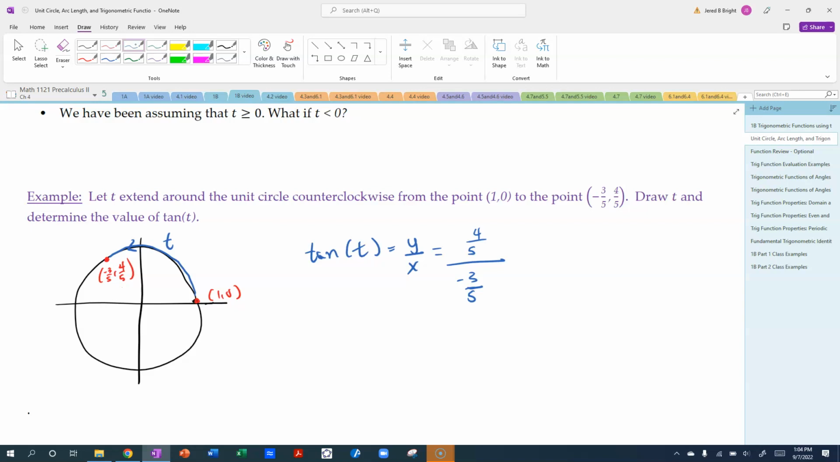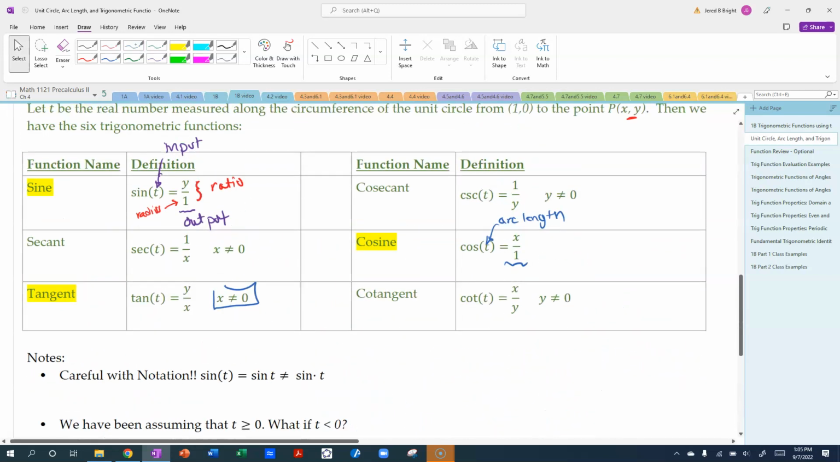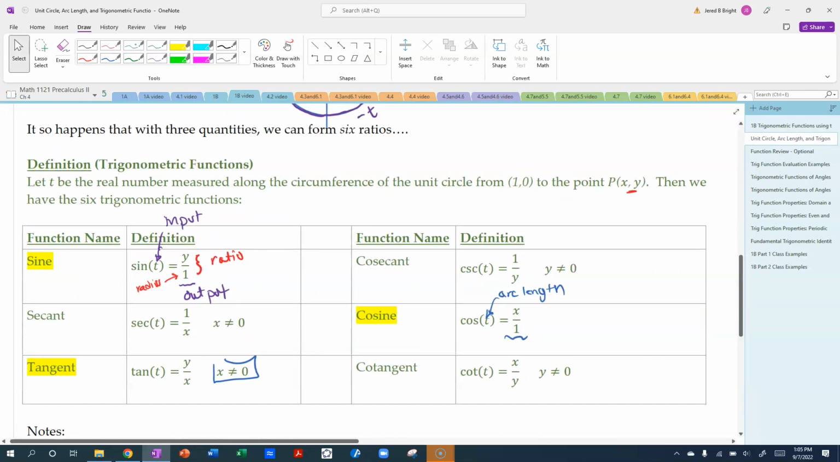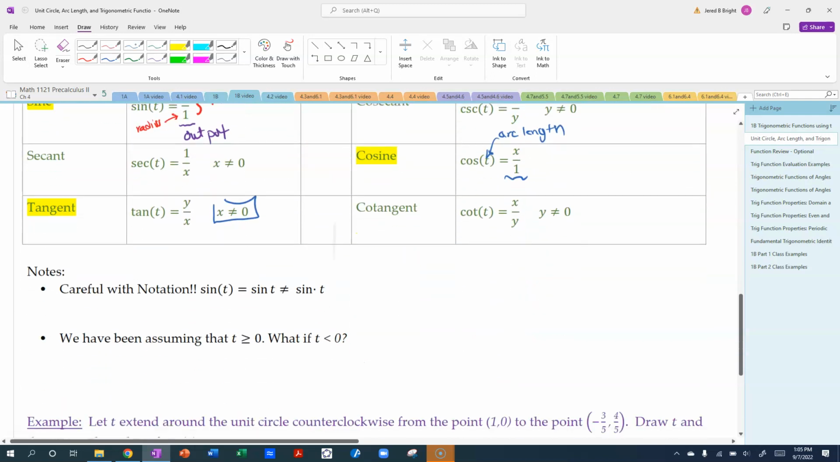Okay, and if I simplify that, again, I would multiply by the reciprocal if I'm dividing a fraction by a fraction, times negative 5 over 3. 5s would reduce, and I'm left with negative 4 over 3. So there we go. So with each of the trig functions, it's important to pay attention to the ratio and how they're defined. It's also important to keep track of notation, okay?